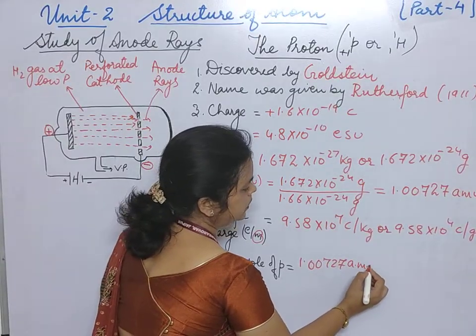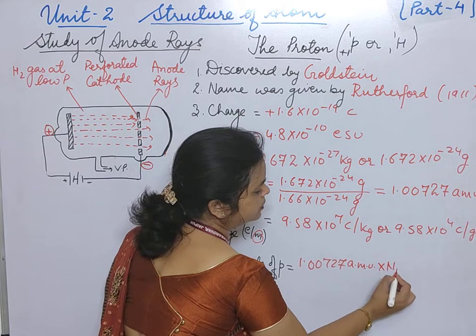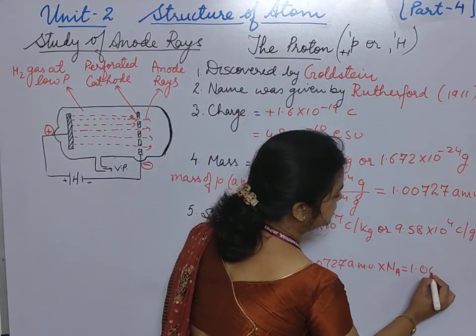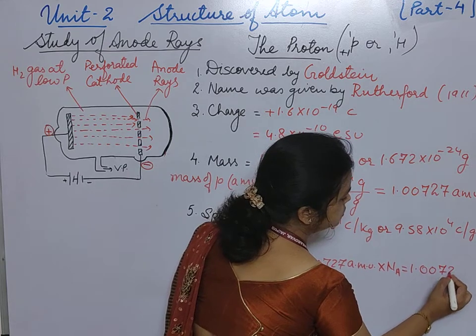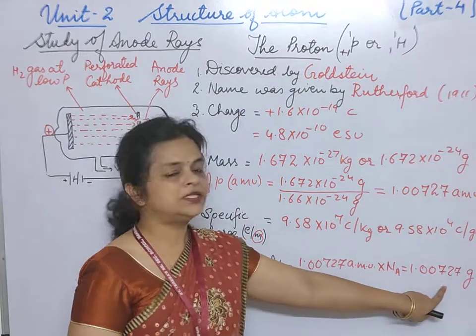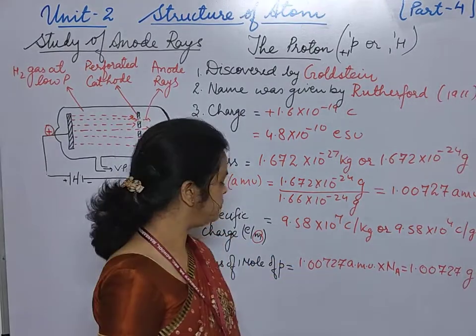AMU, when it is multiplied by Avogadro's number, then it gives the same value 1.00727, but in terms of grams. So this is the mass of 1 mole of proton.